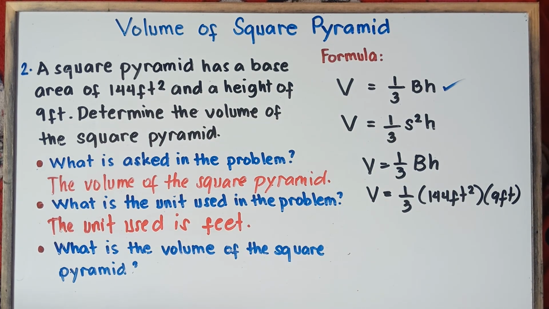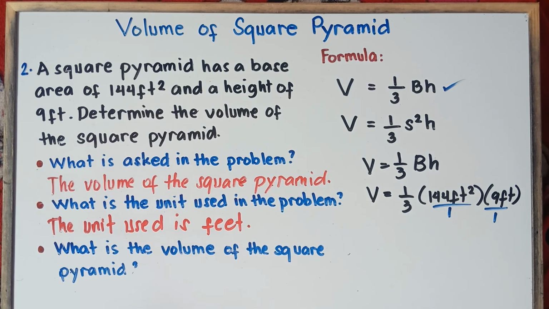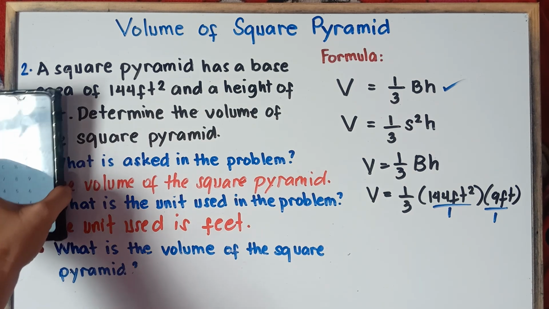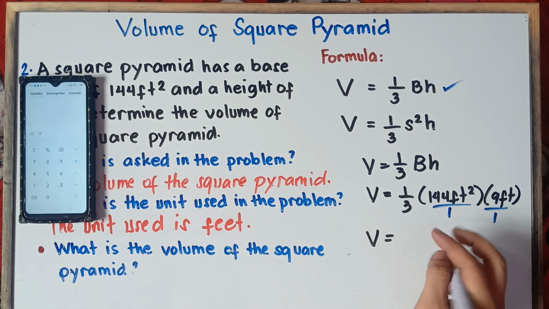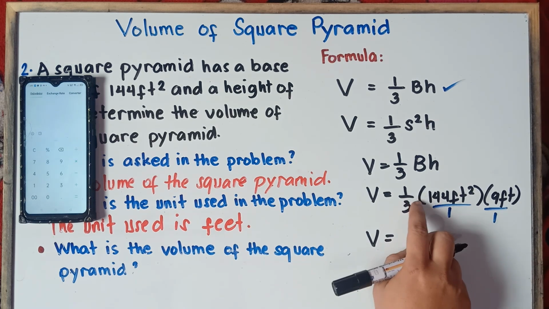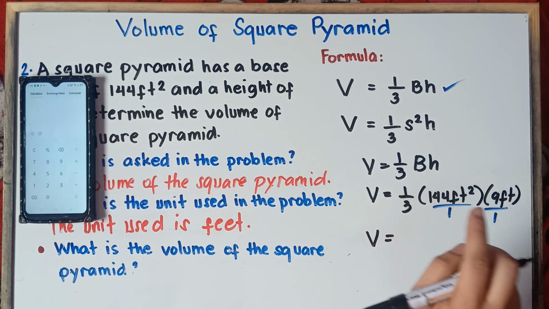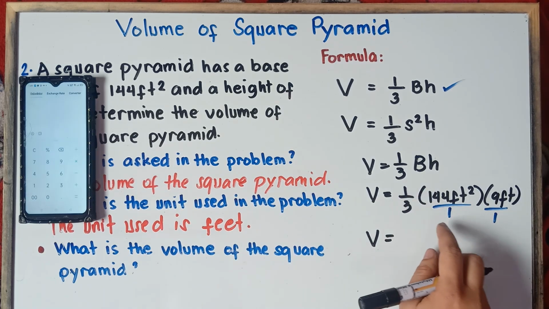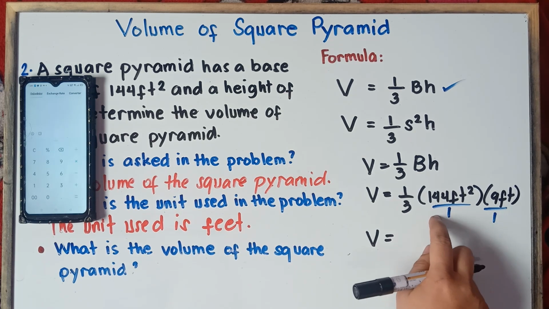Alright, and then we can put over 1 here. That's okay. For us not to be confused, we can put over 1 for the numbers. I understood that any number has a denominator of 1. And then simply multiply the numerators and then multiply the denominators. So 1 times 144 times 9. We can ignore 1, class, because 1 times 144, the answer is still 144. So we just simply multiply 144 and 9.